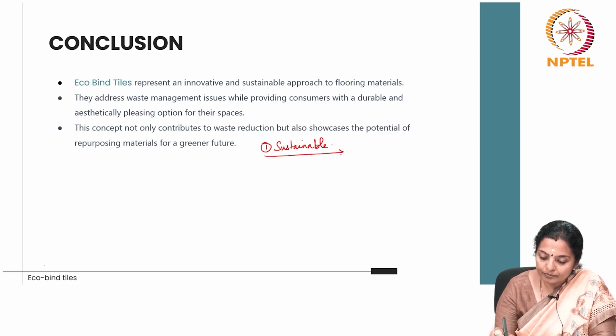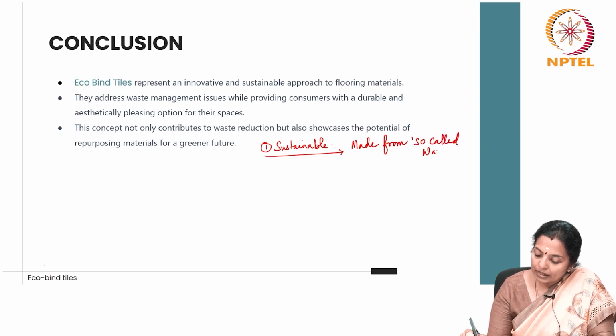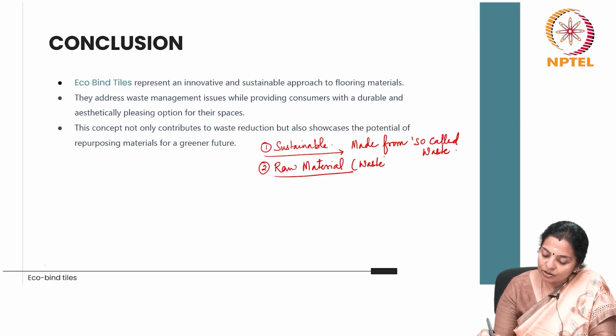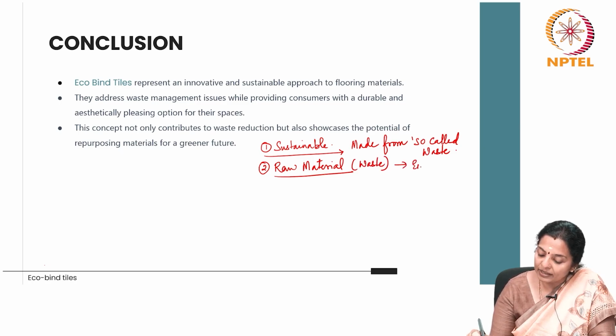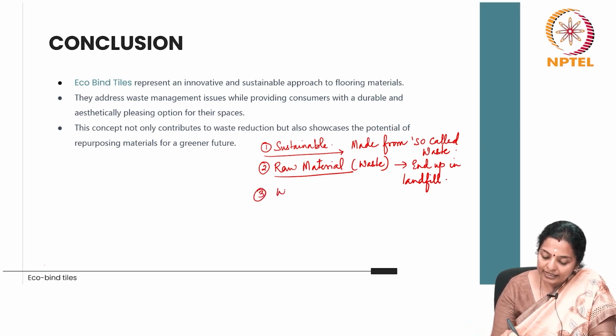Ecobind tiles are very sustainable primarily because they are made from so-called waste. And if this raw material, which is a waste, is not used in the Ecobind tiles, it will end up in the landfill, further causing pollution of land as well as water. Therefore, this is a good example of waste management. How waste can be managed.